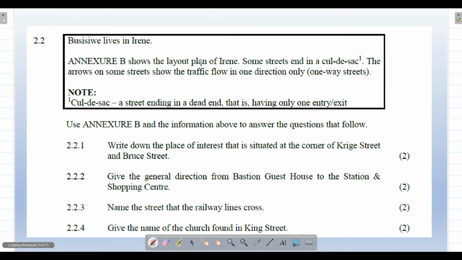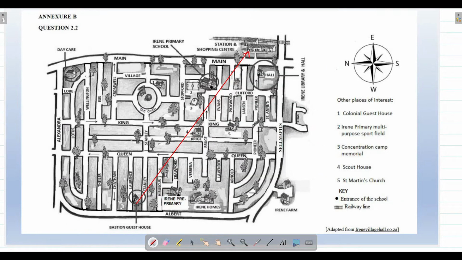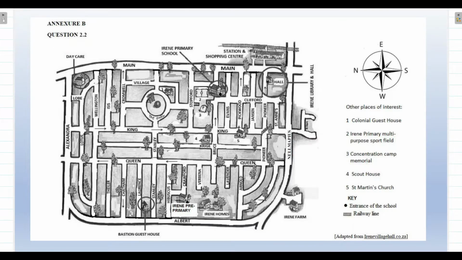All right. Next question. Question 2.2.3. Name the street that the railway line crosses. So we're going to go back to our map and have a look at where our railway line is. We see that our railway line is there according to our key. Since the question is asking what street our railway line crosses, we see that it crosses the Neil Mapias Street. That's the street there in yellow, and that is our railway line in red.